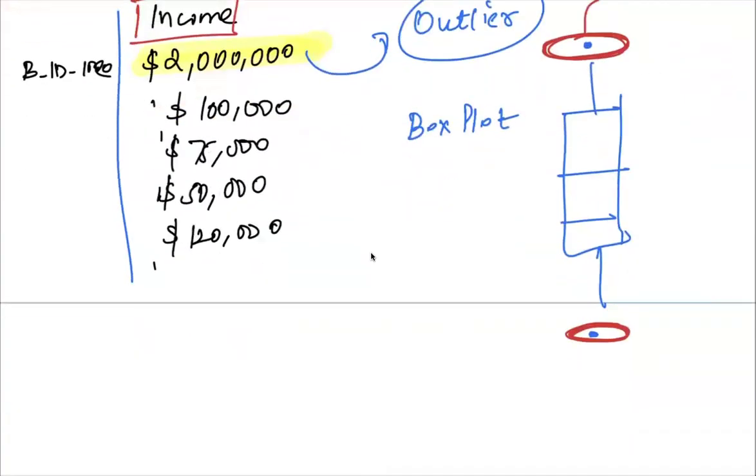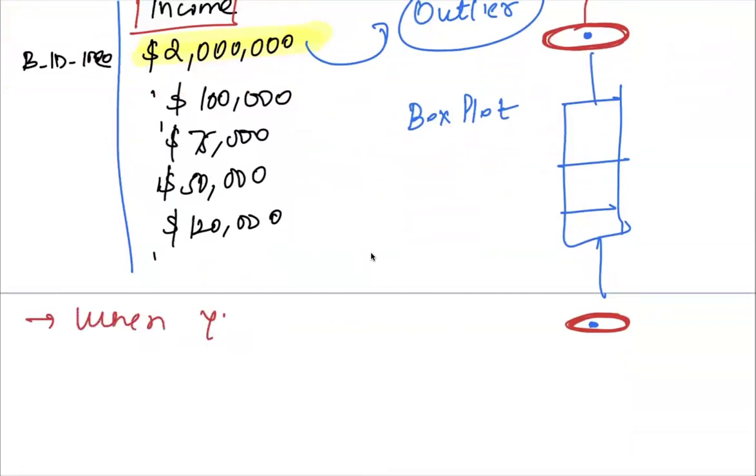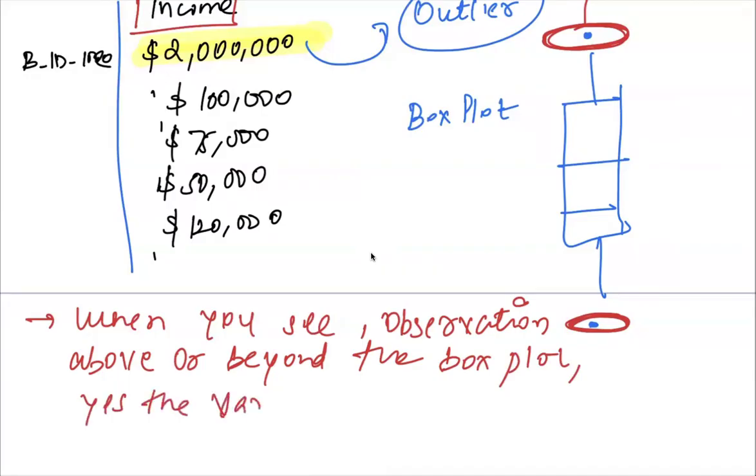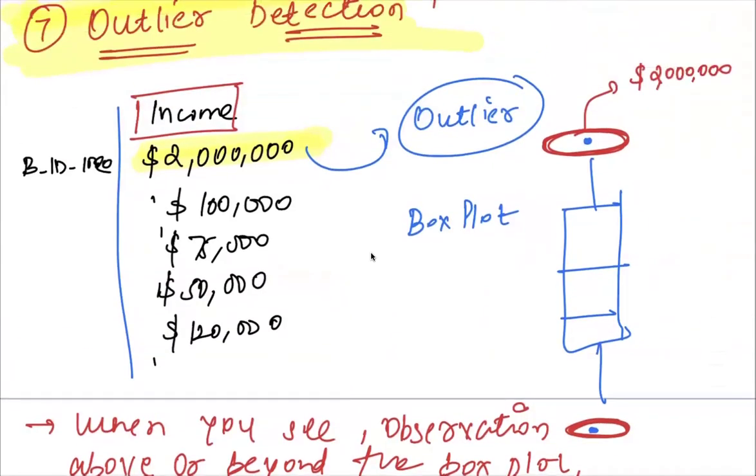So when you see observations above or beyond the box plot, then you will see, yes, the variable has outliers. This is one of the ways to understand if the variable has outliers or not.